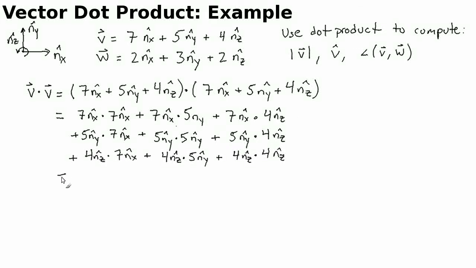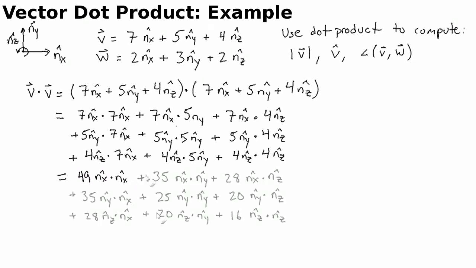And now we can use the commutative law to clean this up a little bit. So for example, 7nx dot 7nx can become 49nx dot nx, and so on for the rest of the terms. So the result looks like this. And now we can simplify the dot products of individual unit vectors with each other by applying the definition. In all cases, each of these unit vectors has magnitude 1.